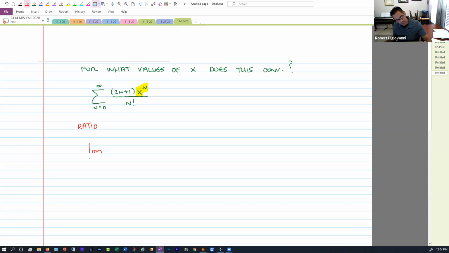So I'm going to do the limit as n goes to infinity of, okay, so I rewrite this, but I replace all the n's with n plus 1s, right? So let me do that. If I replace all the n's with n plus 1s, I'm going to get 2(n plus 1) plus 1, x to the n plus 1, over n plus 1 factorial. And then I'm going to divide that by this, right? Which is the same as multiplying by the reciprocal. So I'm, again, saving myself some time.